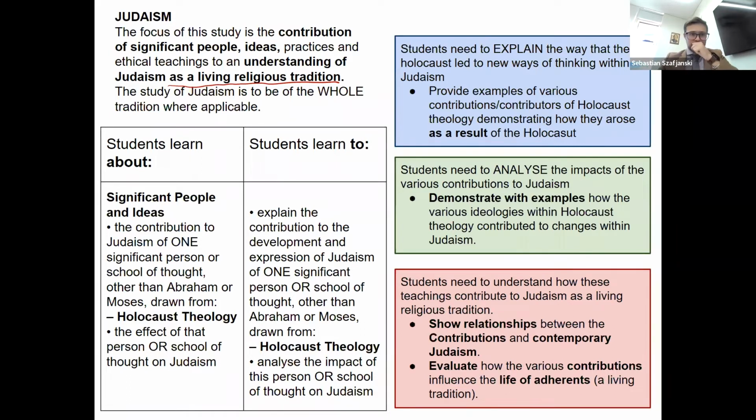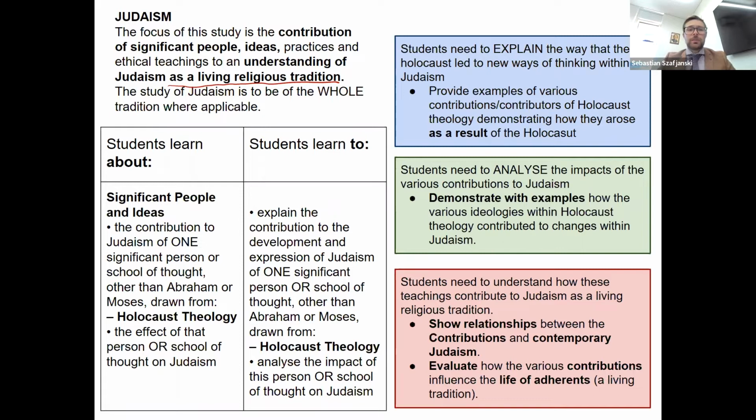So in our learn about, we're looking at the significant school of thought of Holocaust theology. It's very important that we're not confused here. Often I've noticed at times people who find this unit challenging might look at a theologian and say, well, that's the significant person I'm going to study. Holocaust theology, as we get to our definition, you'll see, is really the amalgamation of several ideologies, philosophies, theologies that have come together in the wake of the Holocaust. We'll have a deeper dive into that in a second.